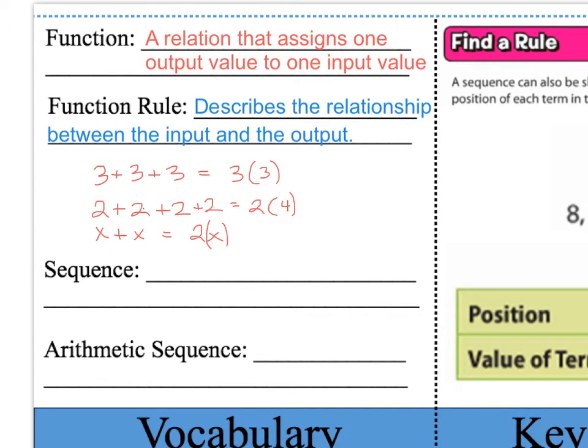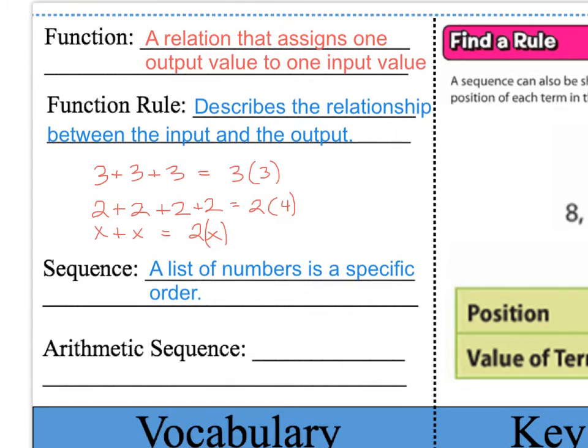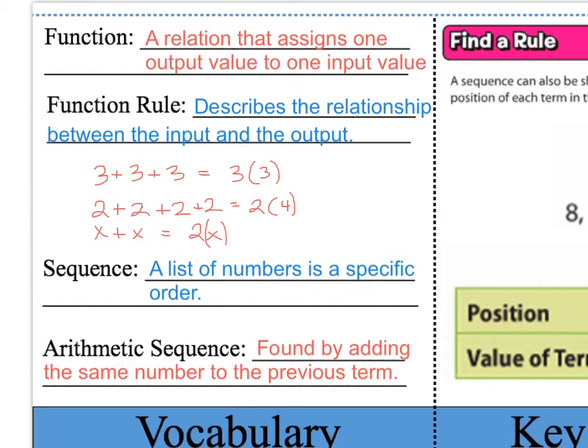So the next vocabulary word is called sequence. And a sequence is a list of numbers in a specific order. The last vocabulary word is called arithmetic sequence. And this kind of sequence is found by adding the same number to the previous term. So say for example I have 5 my first term, 10 my second term, 15 my third term, and 20 my fourth term. I can continue that arithmetic sequence because every time I move to a new term, I'm adding 5. So we can predict what the next one would be. If I add 5 to 20, my next term would be 25.